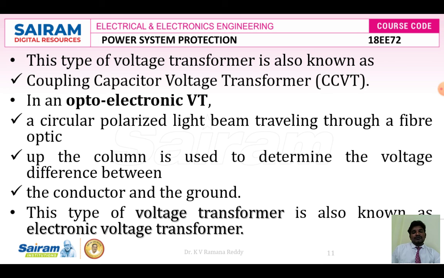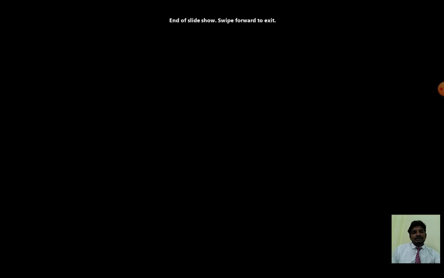The third type is the optoelectronic voltage transformer, which uses a polarized light beam traveling through a fiber optic, and with it we can determine the voltage difference between the conductor and the ground. This type is also known as the electronic voltage transformer. These electronic voltage transformers are an advanced version whose internal losses and phase angle errors are very low compared to the coupling capacitor type voltage transformer and the electromagnetic type of voltage transformer.